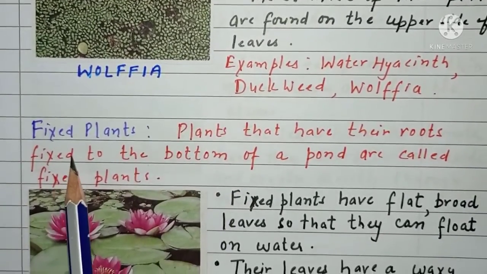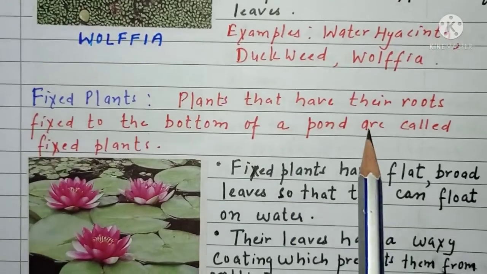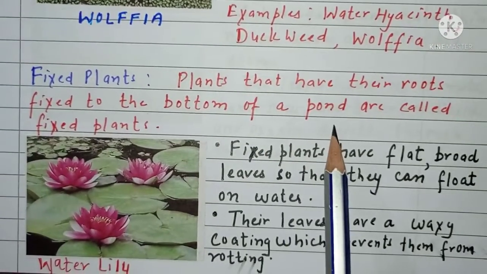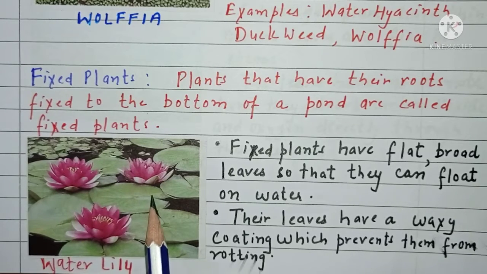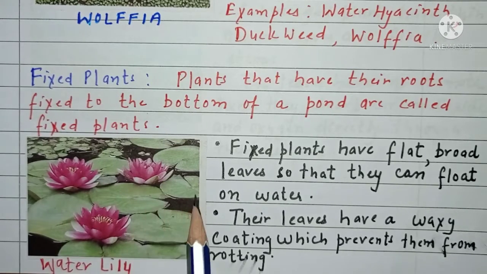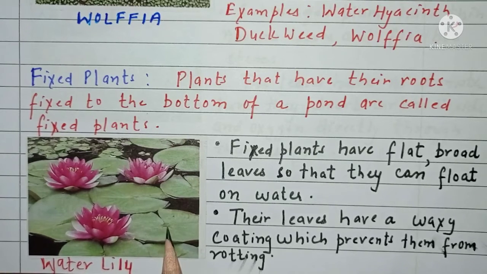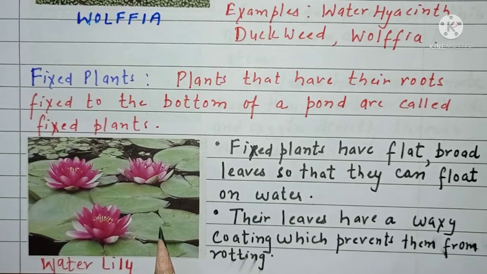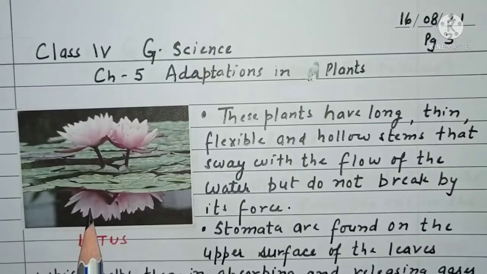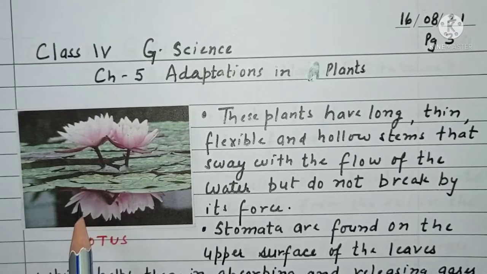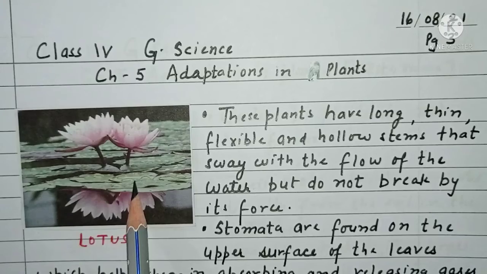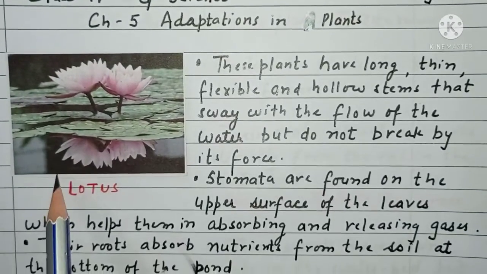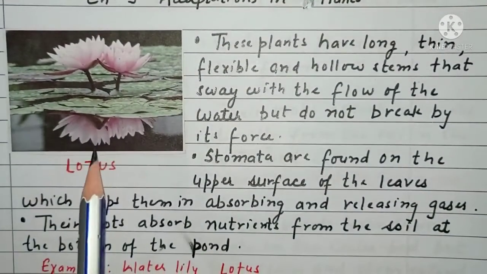Fixed, as the word says, the plants that have their roots fixed to the bottom of a pond are called the fixed plants. These fixed plants have flat and broad leaves so that they can float on water. And their leaves have a waxy coating which prevents them from rotting. Fixed plants such as lotus have long, thin and flexible stems which are hollow and they sway with the flow of water but do not break by its force.